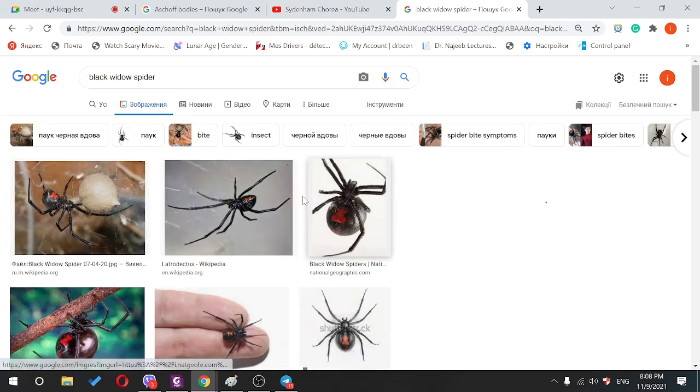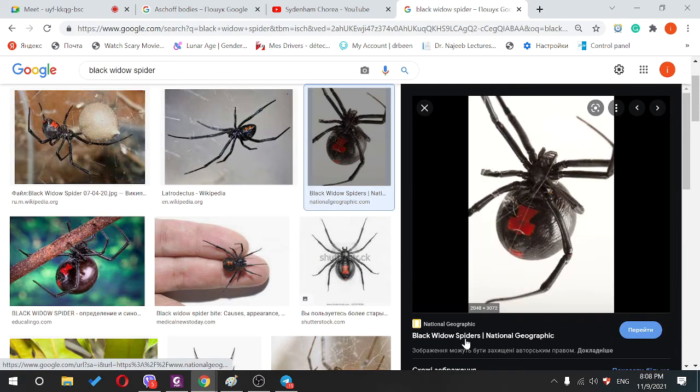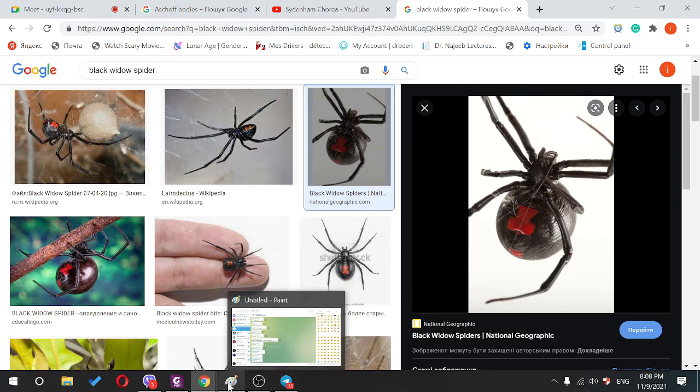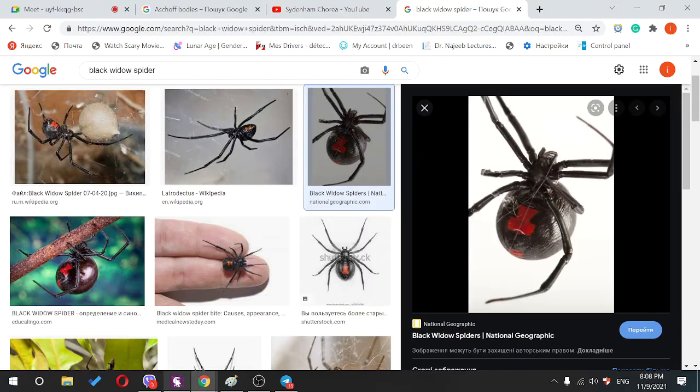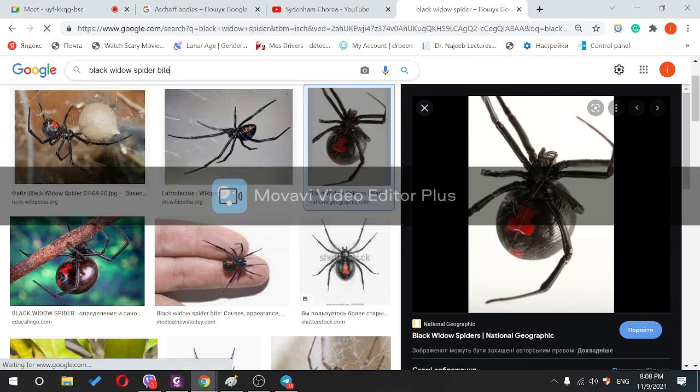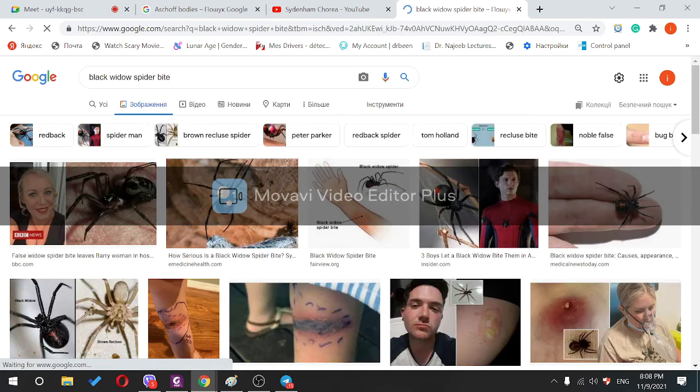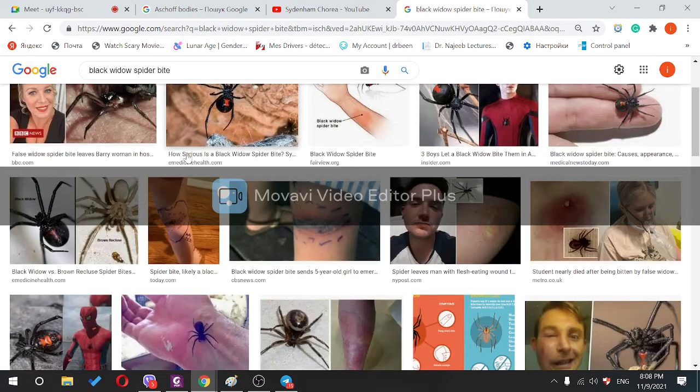Yes, this one. See, it looks like the one who bit Spider-Man. And when it bites you, it has this toxin that can lead to myocarditis. Also, when it bites you, it can lead to a necrotic lesion. And yeah, something like this.